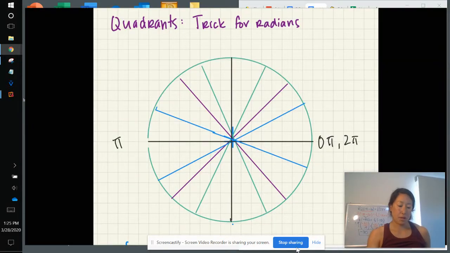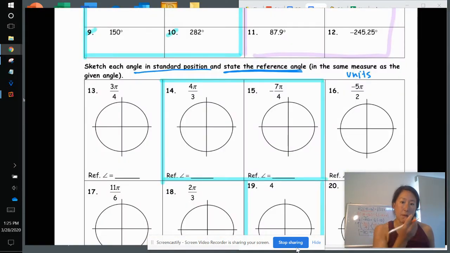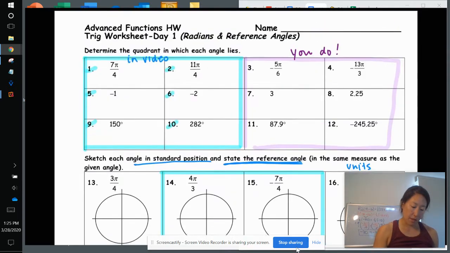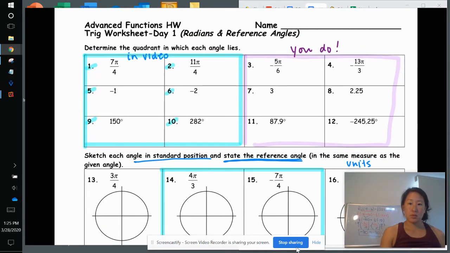All right, we're gonna work on this assignment, and I'm gonna do everything in blue. You guys can do the rest, basically. Okay. So we're gonna start with the first directions. Determine the quadrant in which the angle lies. And I just want to give you some tricks about radians first.